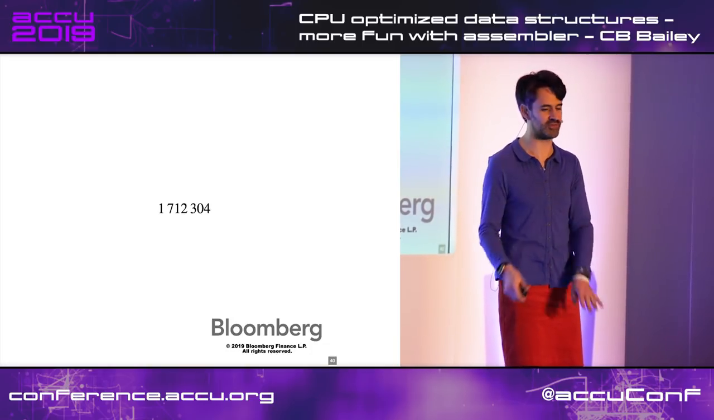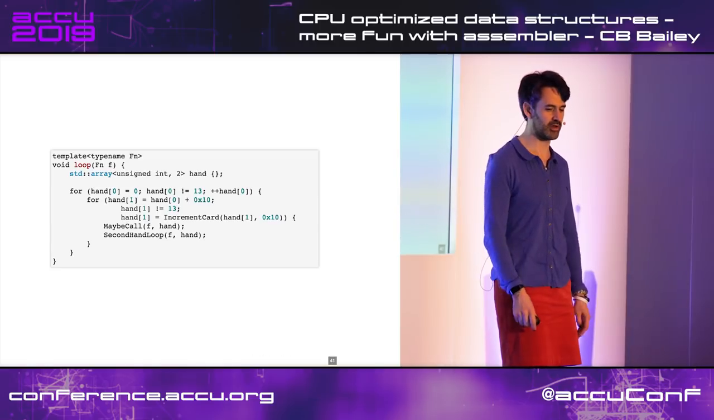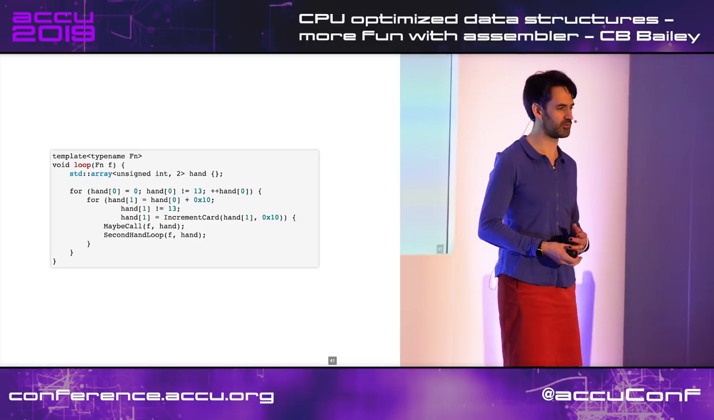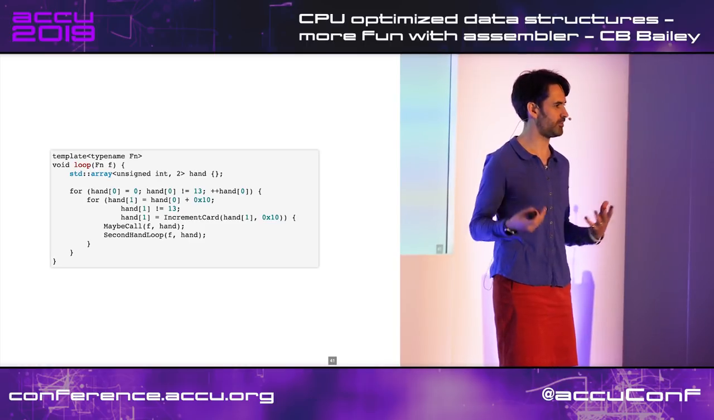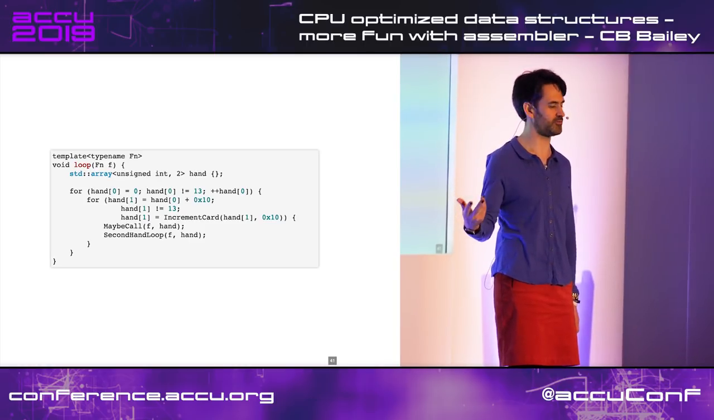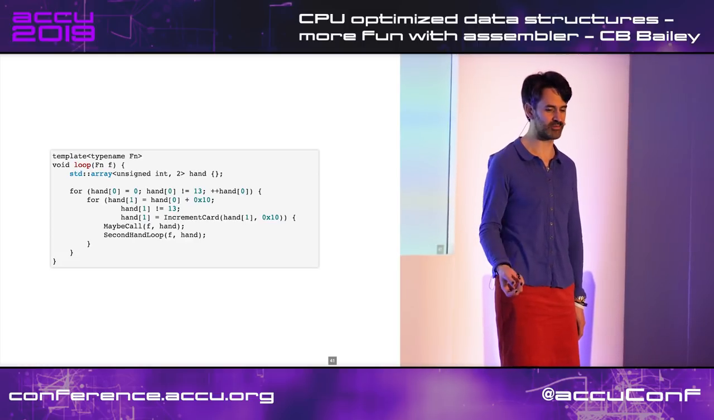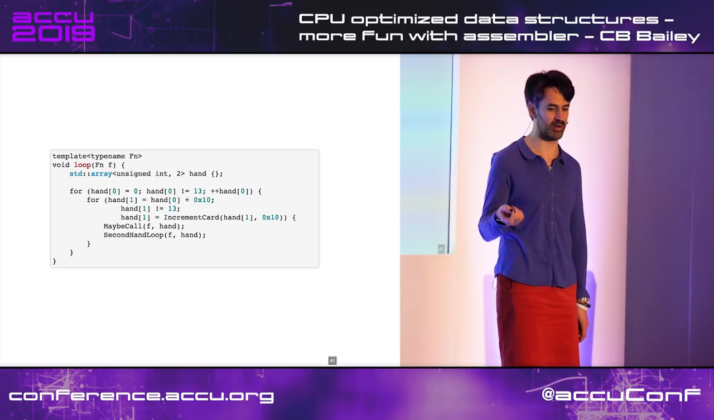I go through every 1.7 million community cards in this. And it turns out that C++ is really good at this sort of stuff, especially if you use templates. So I wanted to have a score hand function, which I can template on. And I can do some stuff like here. I'm just iterating through the ranks here for hand zero.